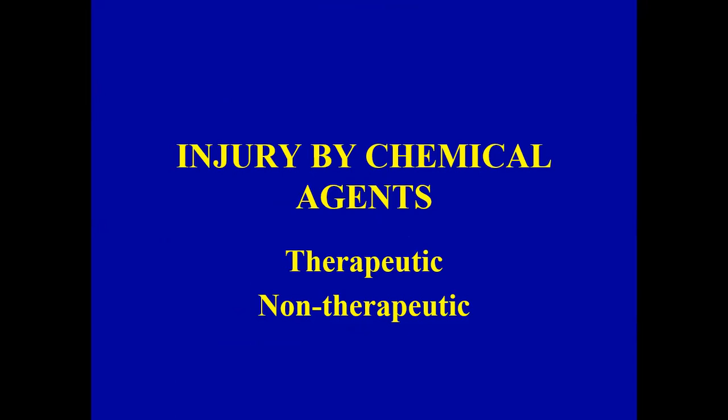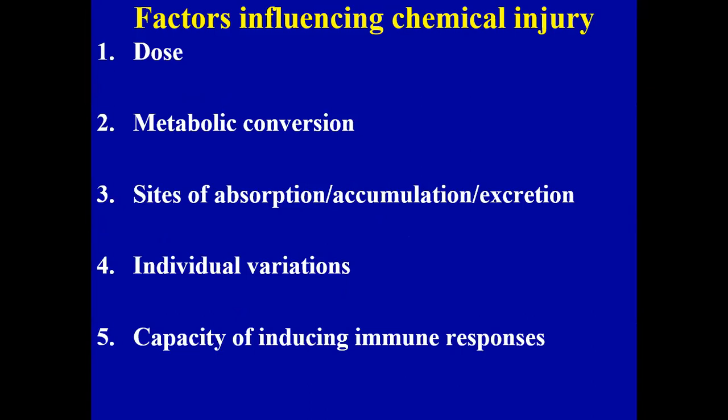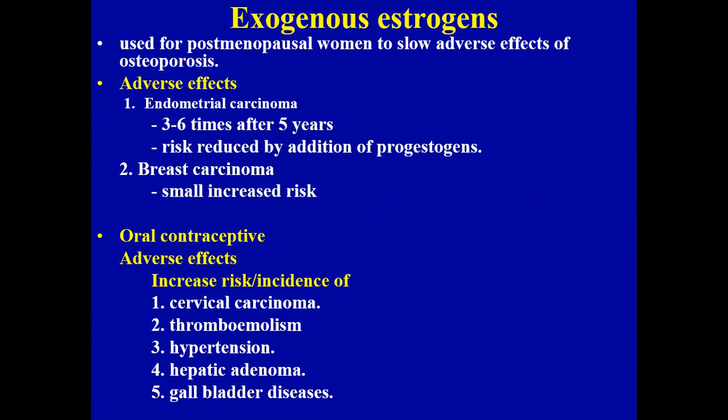نجي هسه على injury by chemical agent whether it is therapeutic or non-therapeutic. طبعا therapeutic influenced by many factors: dose, metabolic conversion, site of absorption, accumulation and excretion, individual variation, and capacity of inducing immune responses. نجي على therapeutic agent. نبدي بالexogenous estrogen. This is used in postmenopausal women to slow adverse effect of osteoporosis. لكن السايد افكت مالته شنو هي؟ endometrial carcinoma 3 to 6 times after 5 years of exposure, risk reduced by addition of progesterone, and breast carcinoma this is a small increased risk. هذا بالنسبة للإكزوجينوس استروجين.